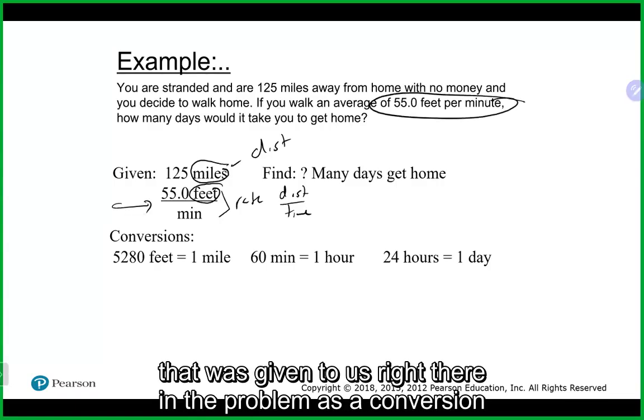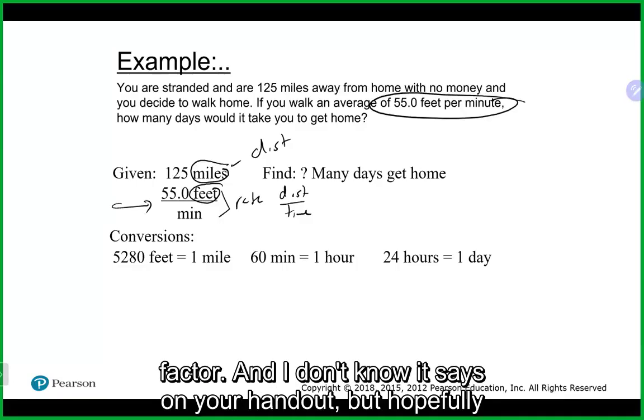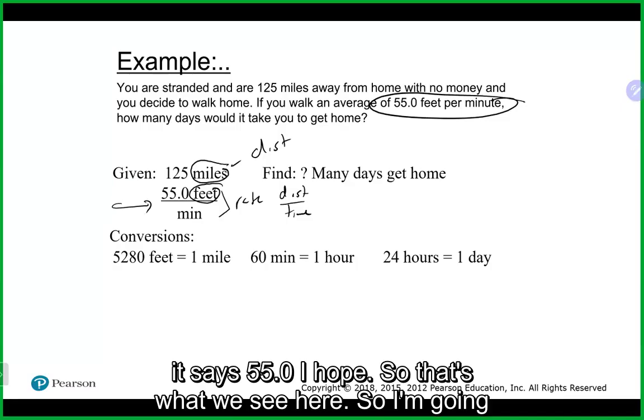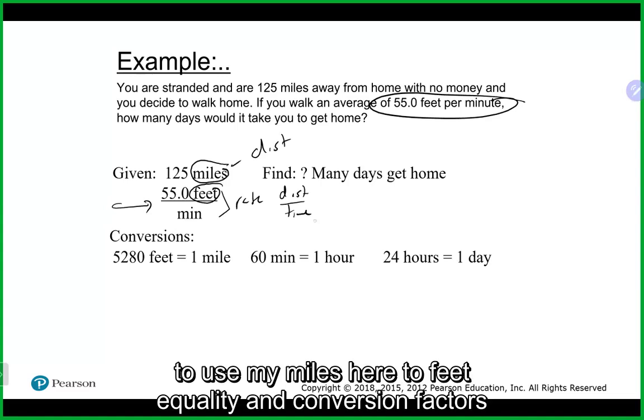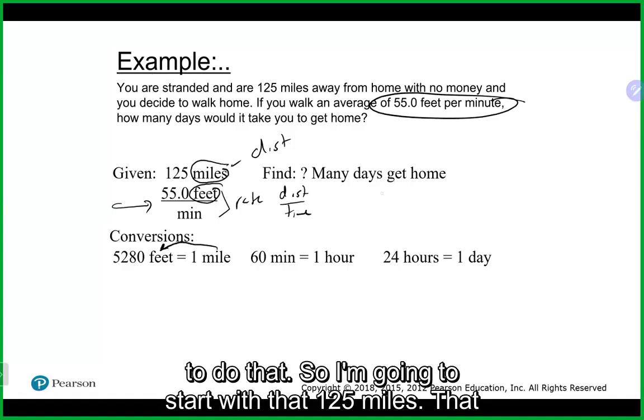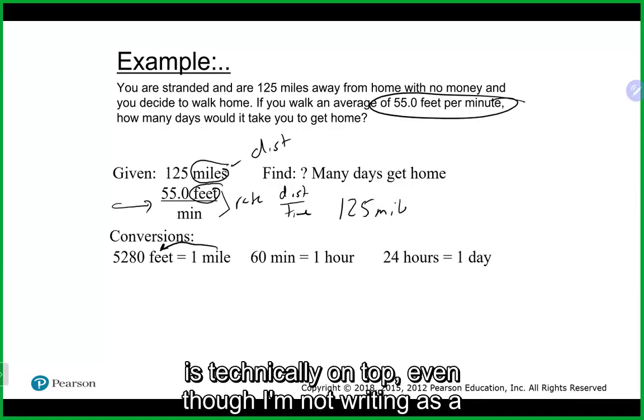Obviously, that was given to us right there in the problem as a conversion factor. And I don't know what it says on your handout, but hopefully it says 55.0. So that's what we see here. So I'm going to use my miles to feet equality and conversion factors to do that. So I'm going to start with that 125 miles. That is technically on top, even though I'm not writing it as a fraction.